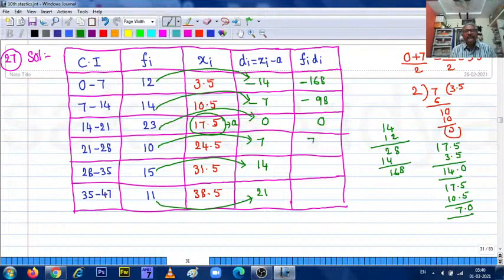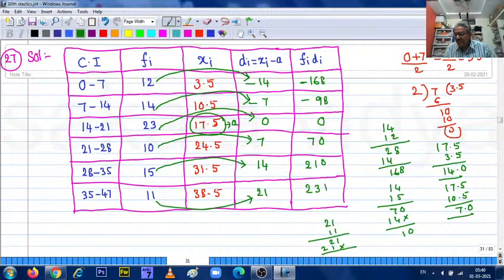10 into 7 is 70. Next 14 into 15, that is 210, this will be 210. Next 21 into 11, this is 231, this will be 231. So you check your multiplications also, that's very important.